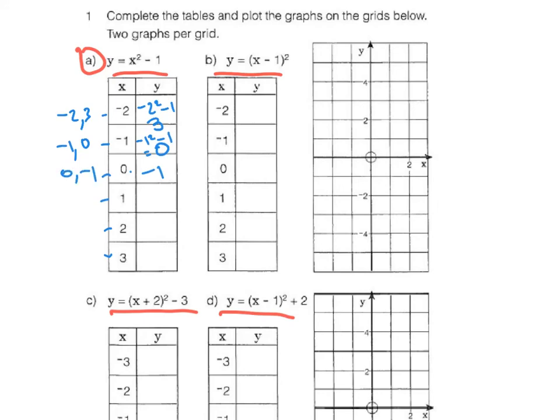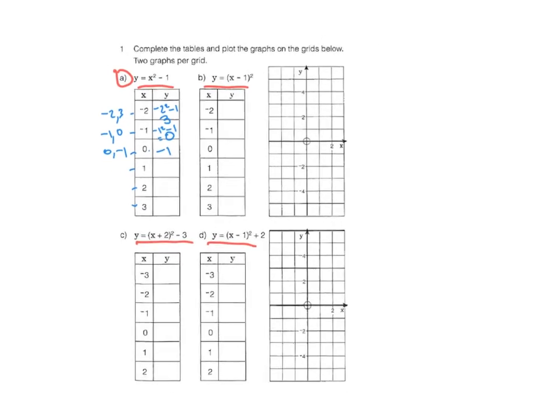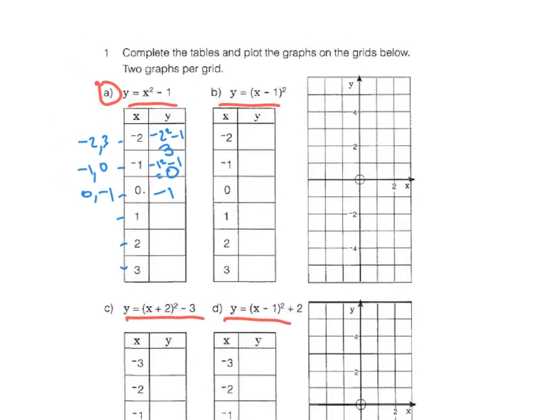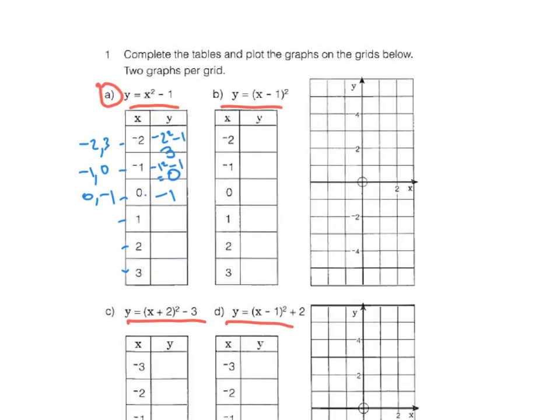I'm going to stop the video, and if you can try these, oh look, before I stop it, I'm just going to plot those 3 points that I did. So on my graph here, I'm going to put -2, 3, my first point. So it's -2 along, 3 up. Okay. Next point, -1, 0, which is there. Next point, 0, -1, which is here and there.